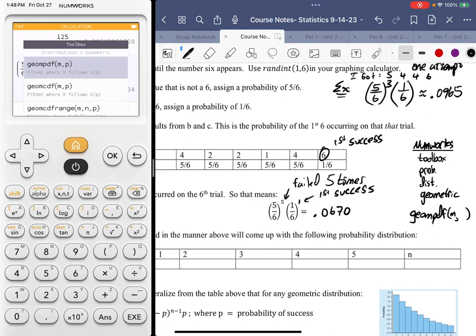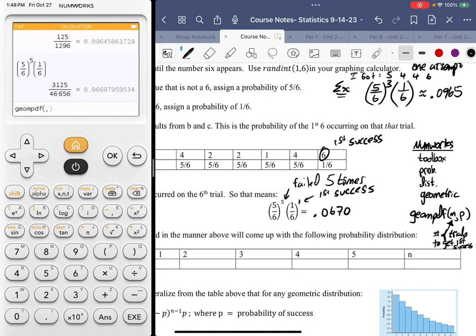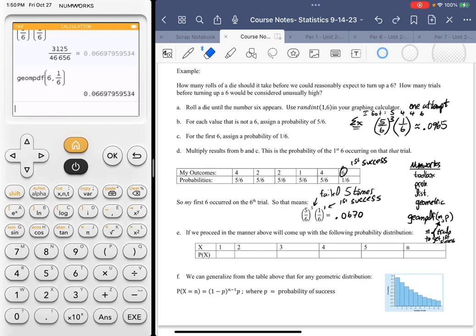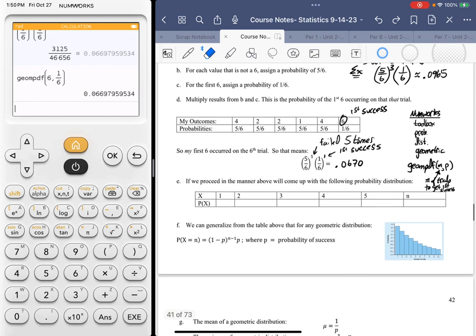It calls for an M value and a P value. That M would be the number of trials to get the first success. So I would select, just going back to the last example, 6. Probability of success is 1 over 6. And the result rounds to what we have here, 0.0670. That's actually just one particular outcome from this table that they want us to create.